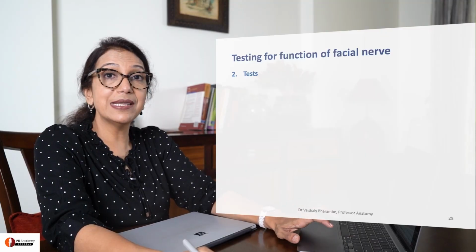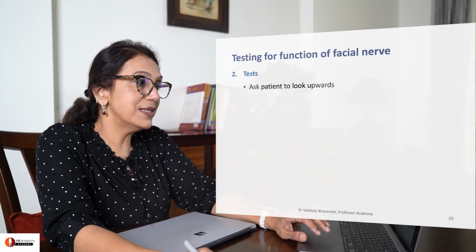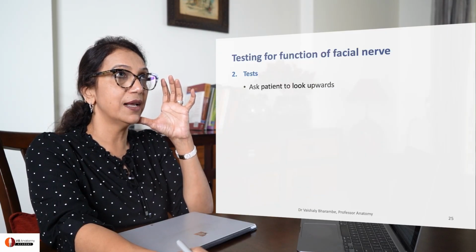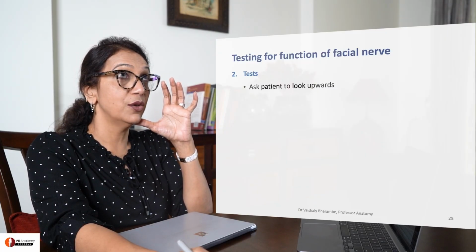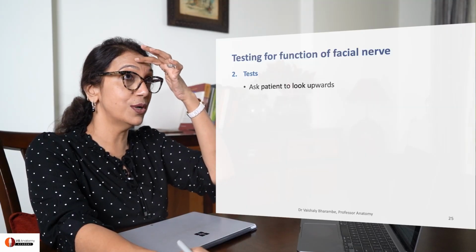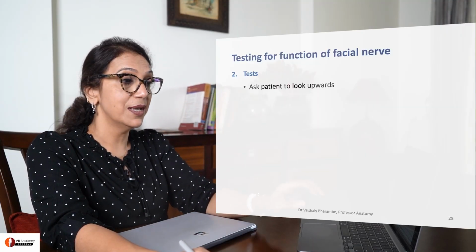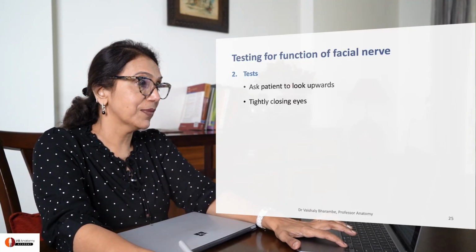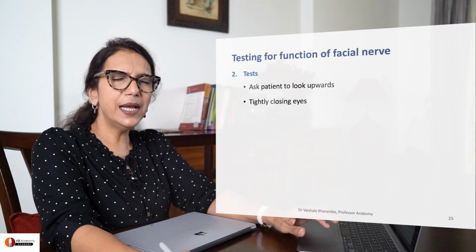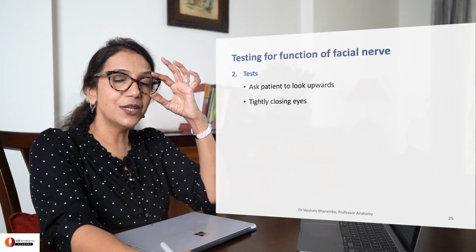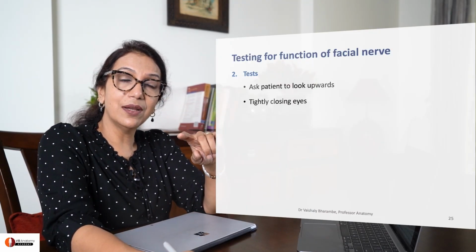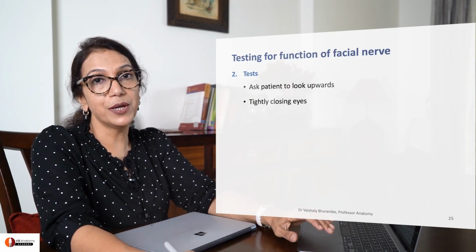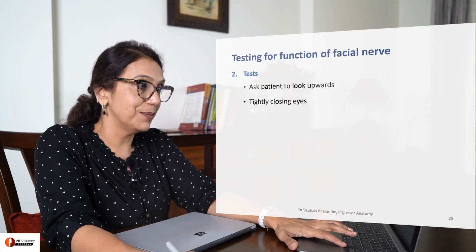Now you begin your tests on the patient, okay? How do you test? You ask your patient to look forward and without moving the head, ask the patient to look up. You will find the patient causing horizontal wrinkles to come on his forehead. But if the patient is affected, these wrinkles will not be seen. Ask the patient to tightly close his eyes and you try to open it gently. If the eye is affected, you will be able to do so because of the weakened orbicularis oculi muscle.